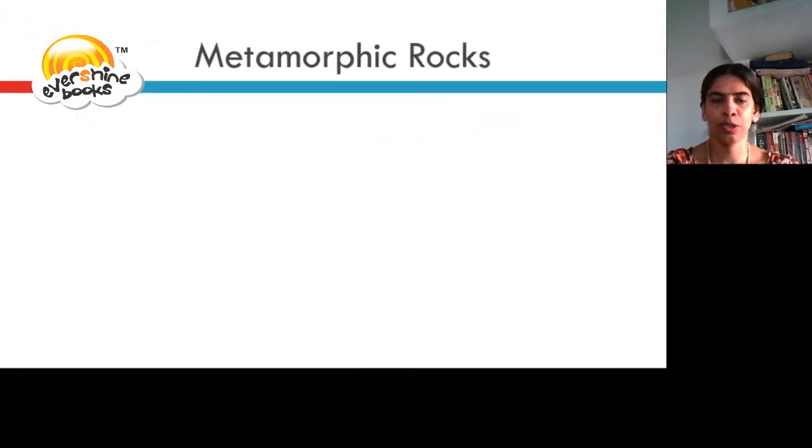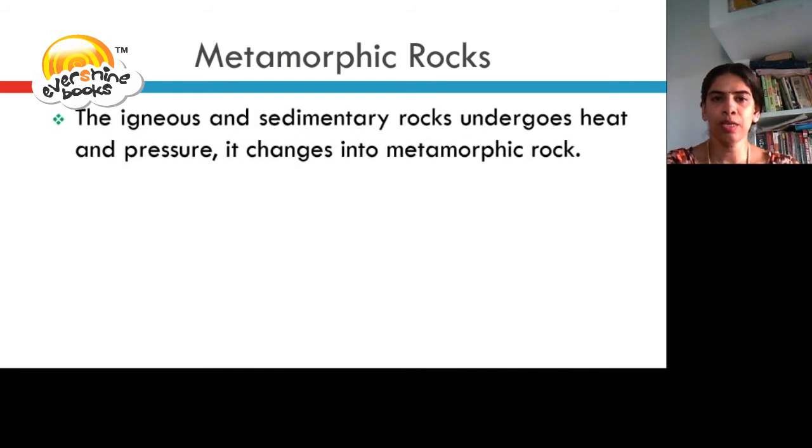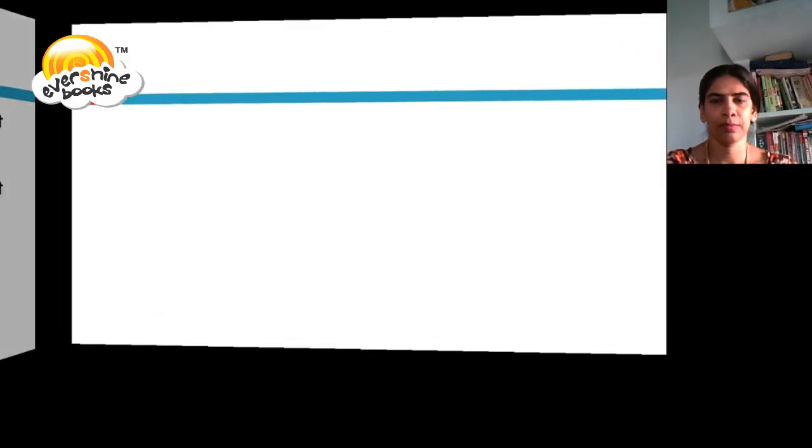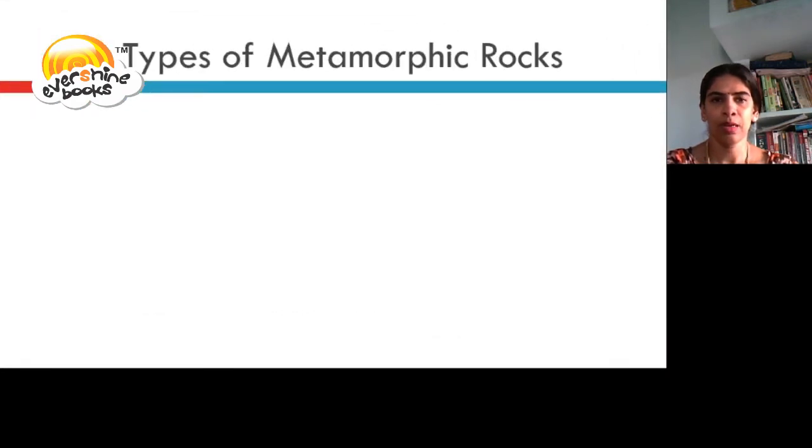Metamorphic rocks. The igneous and the sedimentary rocks, when they undergo heat and pressure, get changed into metamorphic rock. This is formed due to the recrystallization of minerals that exist in the parent rock. Let us learn about the types of metamorphic rocks.